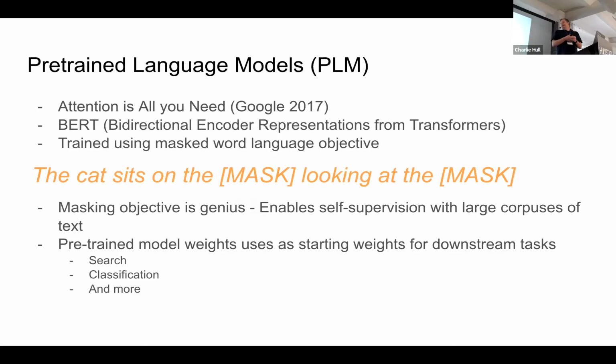The genius idea was that you could train these neural networks using something called a masked word language objective. You could take text from the internet and from books, mask a word in the text, and then ask the deep neural network to predict the masked word. There's a massive amount of text in the world, so you can train this, and then you obtain a language model. This pre-trained language model can be used for different downstream tasks. Here we are interested in classification and search, but there is more to it.